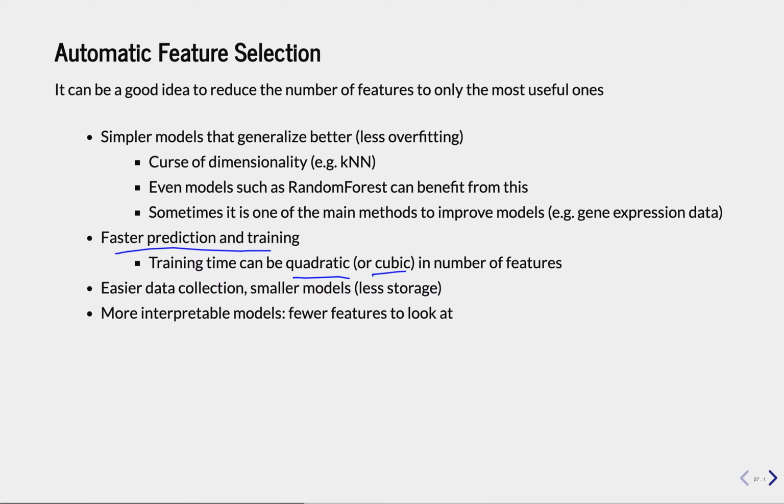It could also be that you just want smaller models, right? So if you want to run your model on a device or on a chip, you can't have too many model parameters in there, right? So you want to simplify the model, and one of the easiest ways to simplify a model is to reduce the number of features. This also helps with data collection, right? If you have fewer features, you don't have to collect the data for those features, right? This makes data collection much easier.